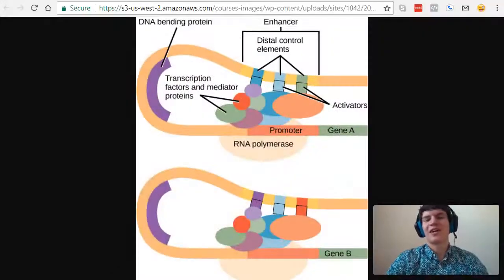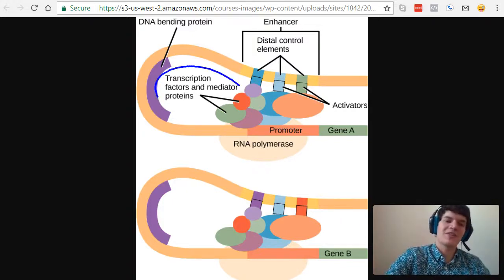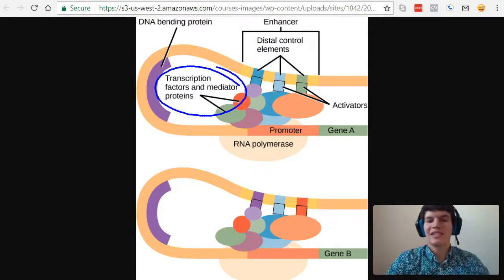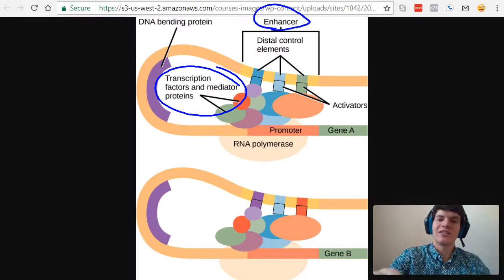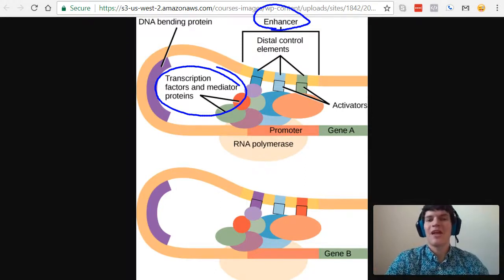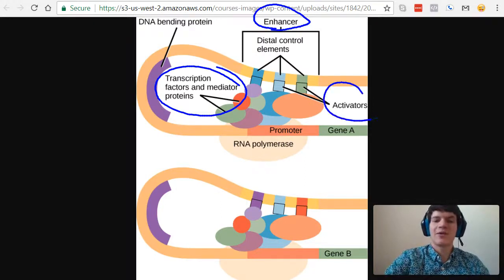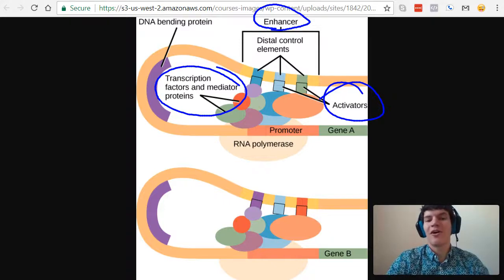In the process of transcription, there are several proteins and segments of DNA that are going to enhance the ability of RNA polymerase to transcribe the genes. For instance, transcription factors and mediator proteins are proteins that will help RNA polymerase bind to the promoter, allowing it to transcribe the genes. Additionally, enhancer sequences are distant segments of DNA that are going to bind to activator proteins that will also help RNA polymerase bind to the promoter sequence.